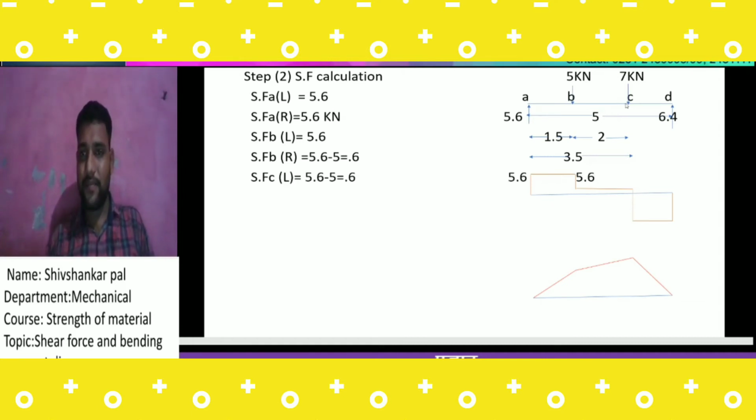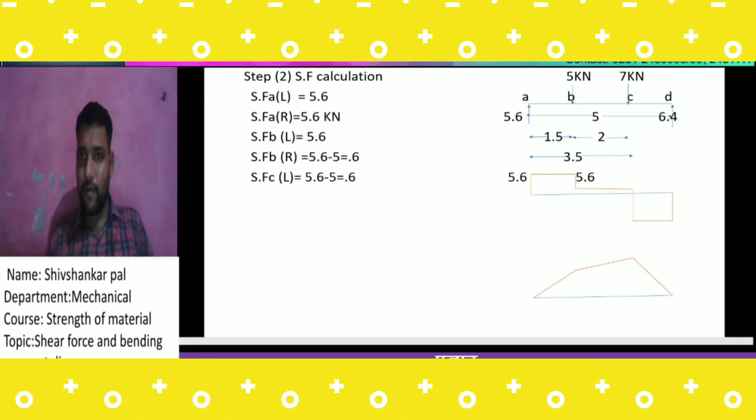So our next step is when I am situated at the left-hand side of point C. At that time I see two forces: one is the 5.6 and the 5 kN. When I am situated at point C left, I see the 5.6 minus 5, two loadings on the left-hand side of point C in our beam. That difference is equal to 0.6.